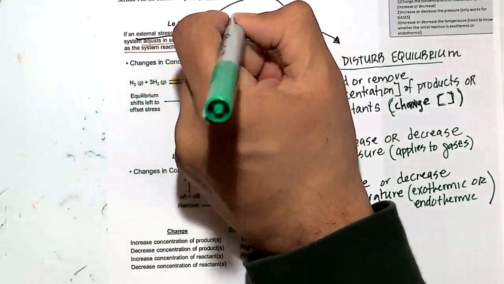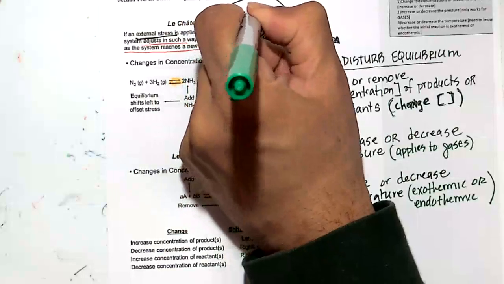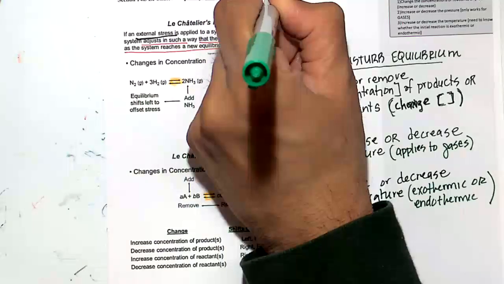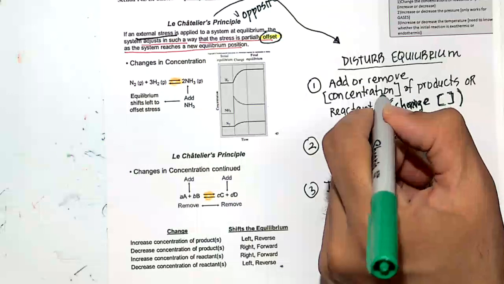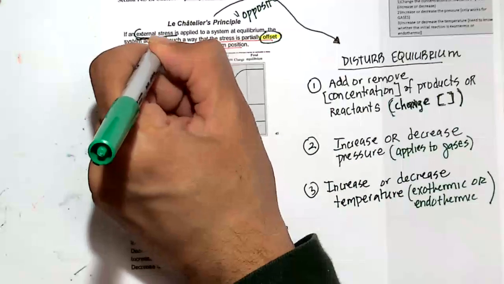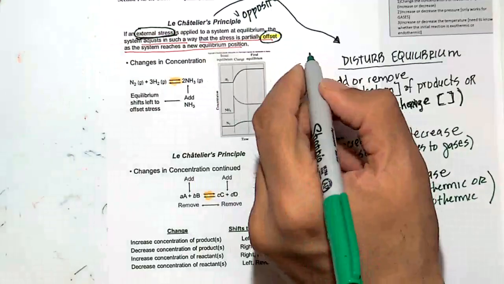The way I also teach this is that when I say offset, the equilibrium will do the opposite of what you do. It will do the opposite of the external stress.